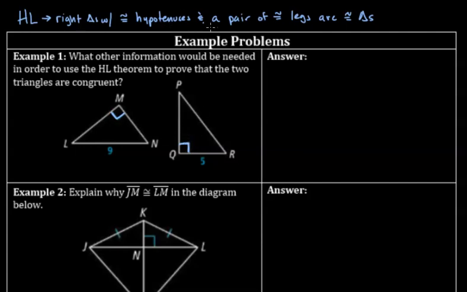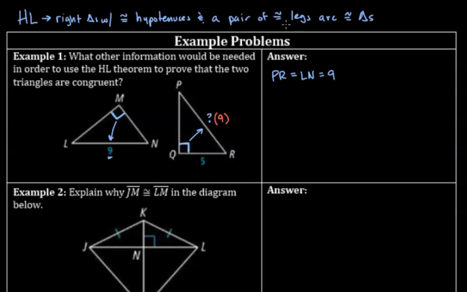So then we can just kind of go through this definition and ask ourselves, do we know that they have congruent hypotenuses? Well, the hypotenuse of triangle LMN would be segment LN, which it says is 9 units long. The hypotenuse of triangle PQR would be segment PR, which is an unknown length. So we need that length of PR to be the same as the length of LN, which means it needs to be 9 units long. So I would need to know that this is equal to 9 units.